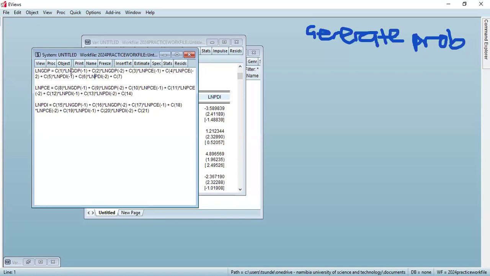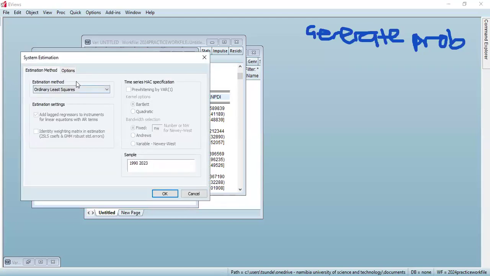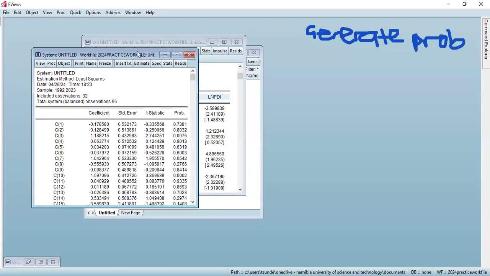And you can summarize these, lnGDP1, lnGDP2, by using that summation model that we've been using. So to estimate this equation, if we estimate this model that we are seeing here, then we will be able to see the probabilities. So I just click on estimate, and you don't change anything, you just estimate. So this is the model.